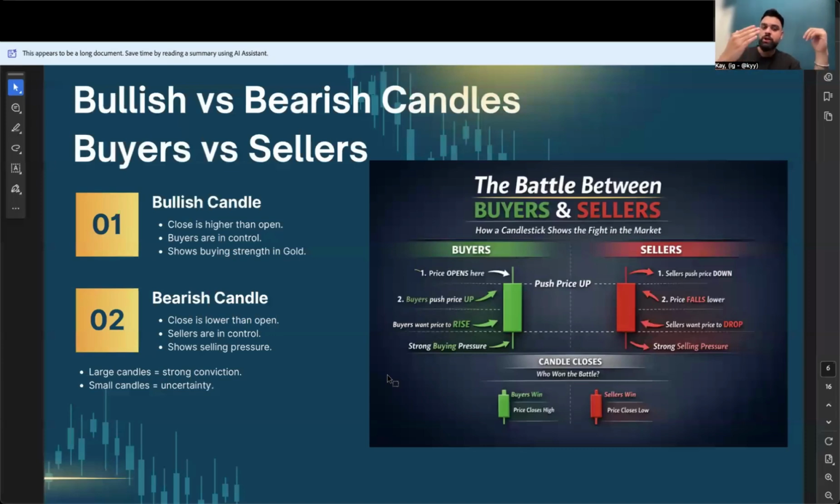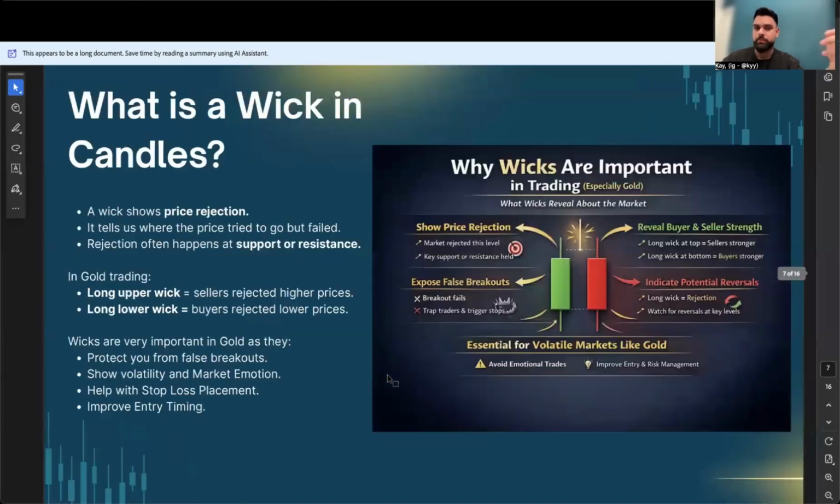A bearish candle closes lower than the open. So whenever the market opens, if the candle closes below the open, that clearly shows us that the sellers are stepping in, and it shows the selling pressure. Okay, large candles, strong conviction. Small candles, uncertainty. That's very important to understand. When the movement of the candles is so small that it's not even showing much volatility, it's better to wait. And when the candles are pulling in and there's strong conviction, that's when you can say, okay, now I can look for something.